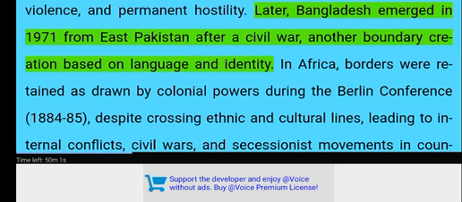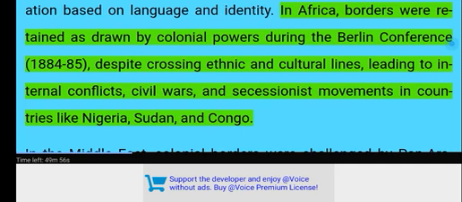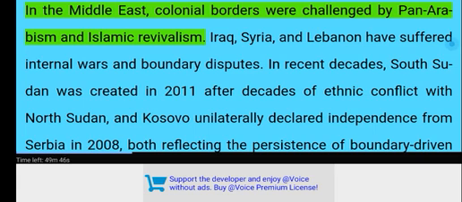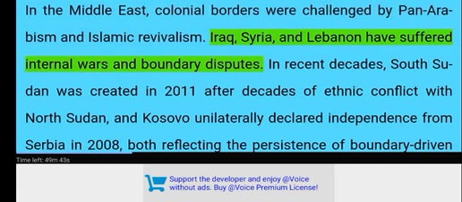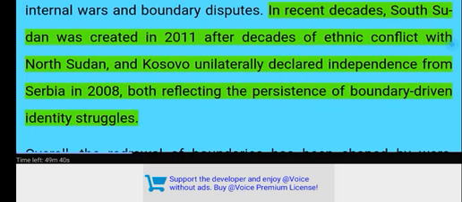on language and identity. In Africa, borders were retained as drawn by colonial powers during the Berlin Conference 1884-85 despite crossing ethnic and cultural lines, leading to internal conflicts, civil wars, and secessionist movements in countries like Nigeria, Sudan, and Congo. In the Middle East, colonial borders were challenged by Pan-Arabism and Islamic revivalism. Iraq, Syria, and Lebanon have suffered internal wars and boundary disputes. In recent decades, South Sudan was created in 2011 after decades of ethnic conflict with North Sudan, and Kosovo unilaterally declared independence from Serbia in 2008, both reflecting the persistence of boundary-driven identity struggles.